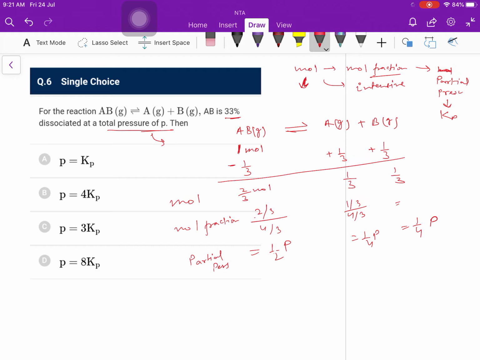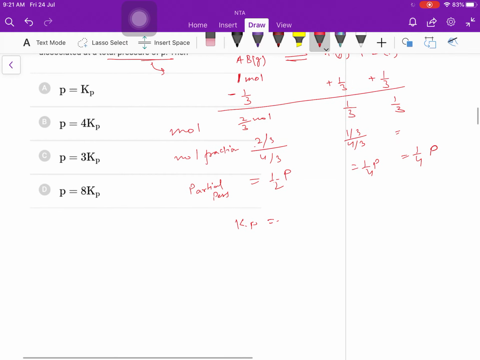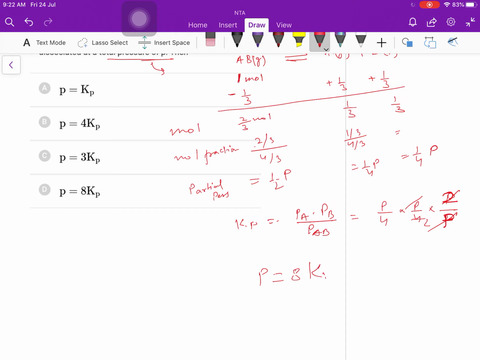Now we can relate it to Kp. So Kp is equal to partial pressure of A into partial pressure of B upon partial pressure of AB. This is equal to P by 4 into P by 4 into 2 by P. So we get P cancelled out 2 times, so we get P is equal to 8 times Kp. So P equal to 8 times Kp is the correct answer.